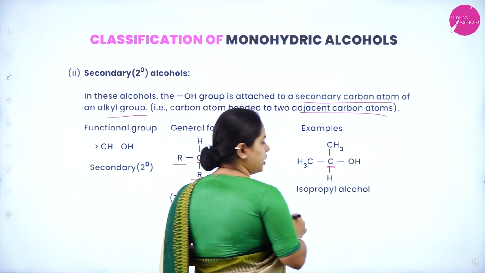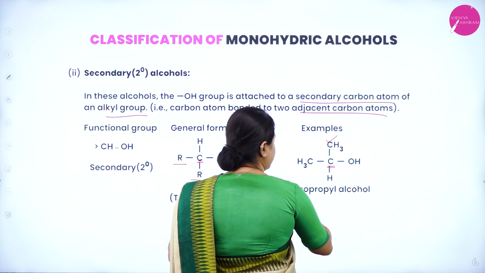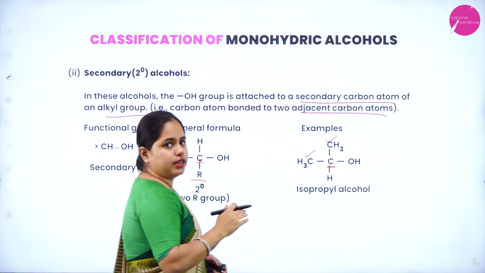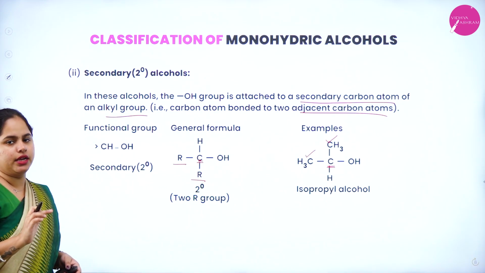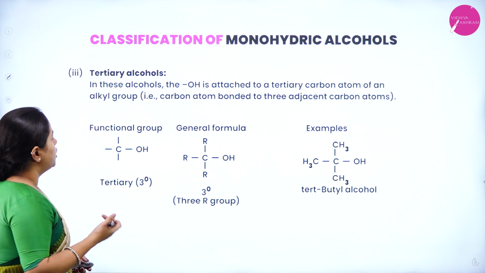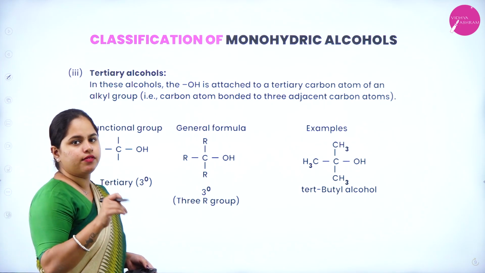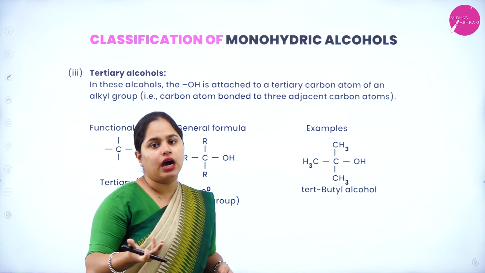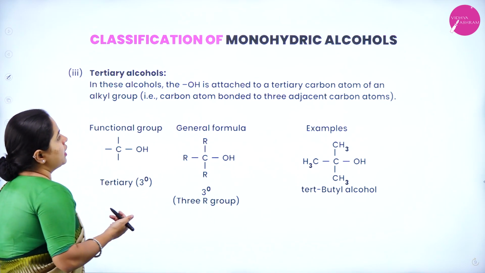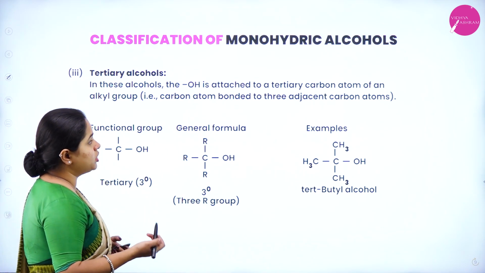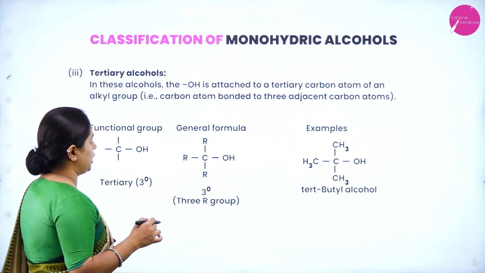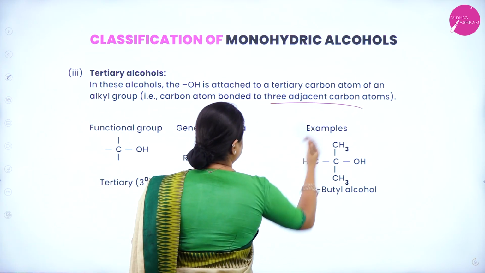This is the carbon atom that we are considering. 1 carbon here, another carbon here. It is further attached to 2 other carbon atoms. So this is a secondary alcohol. Now what will be tertiary? The carbon atom will be attached to further 3 carbon atoms, right? So in these alcohols, the OH is attached to a tertiary carbon atom of an alkyl group. That is, it is bonded to 3 adjacent carbon atoms.